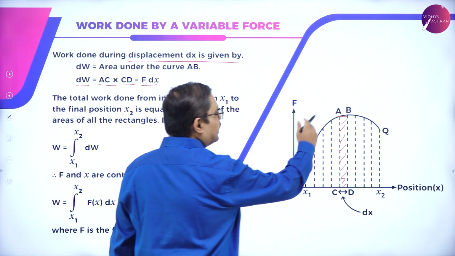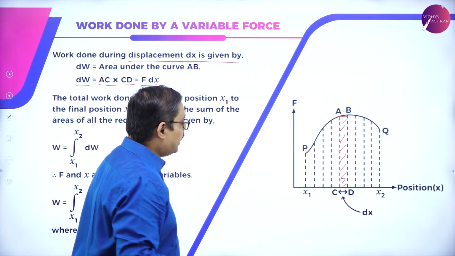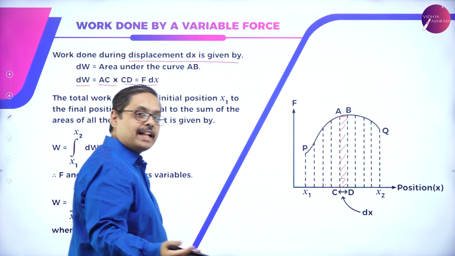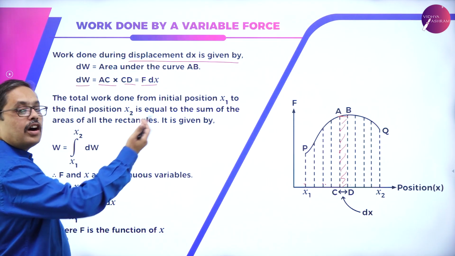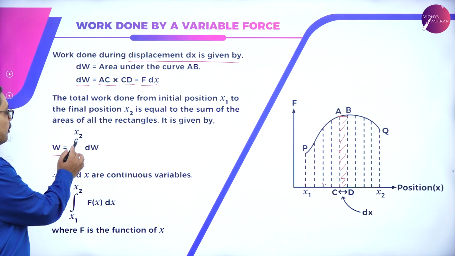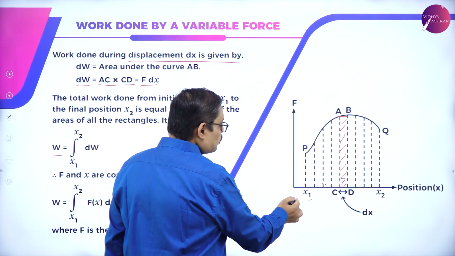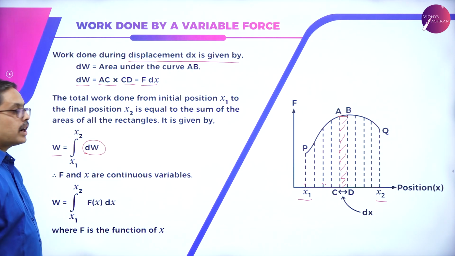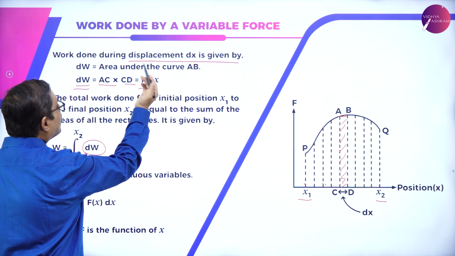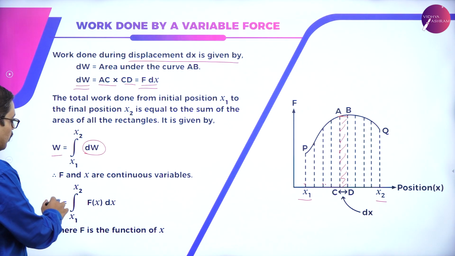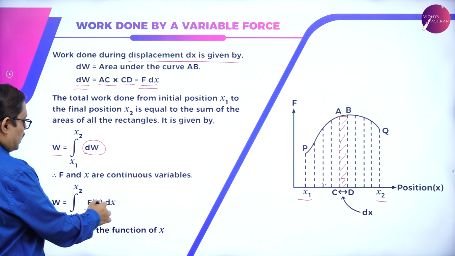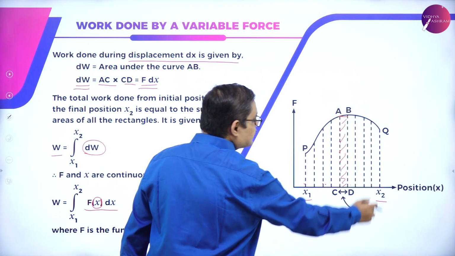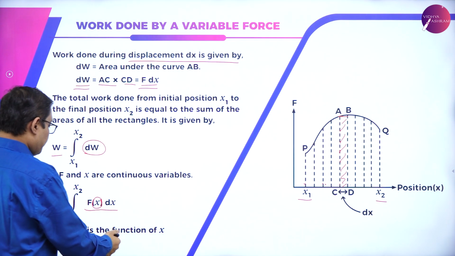Total work done for this entire area can be obtained by summing up the area of all these small rectangles, or mathematically I can integrate the area of all these rectangles. Work done is the integration from point x1 to x2 of all those rectangles which have dW as the work done. We already know that dW is F into dx. So I will substitute: work done is the integral from x1 to x2 of f(x) dx. I have used the terminology f(x) because the displacement is x, where f is a function of x.